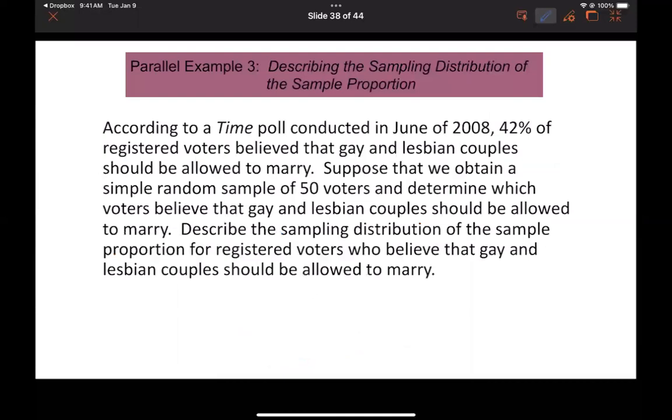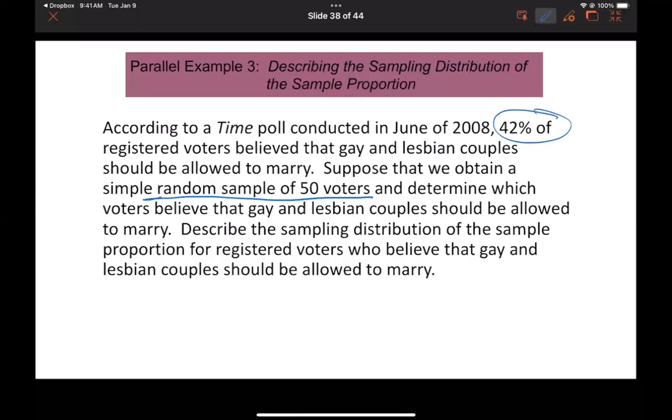So according to the Time poll conducted in June 2008, 42% of registered voters believe gay and lesbian couples should be allowed to marry. We have a random sample of 50 voters. We want to describe the sampling distribution of the sample proportion. What it means to describe it is just to give the mean and the standard deviation.